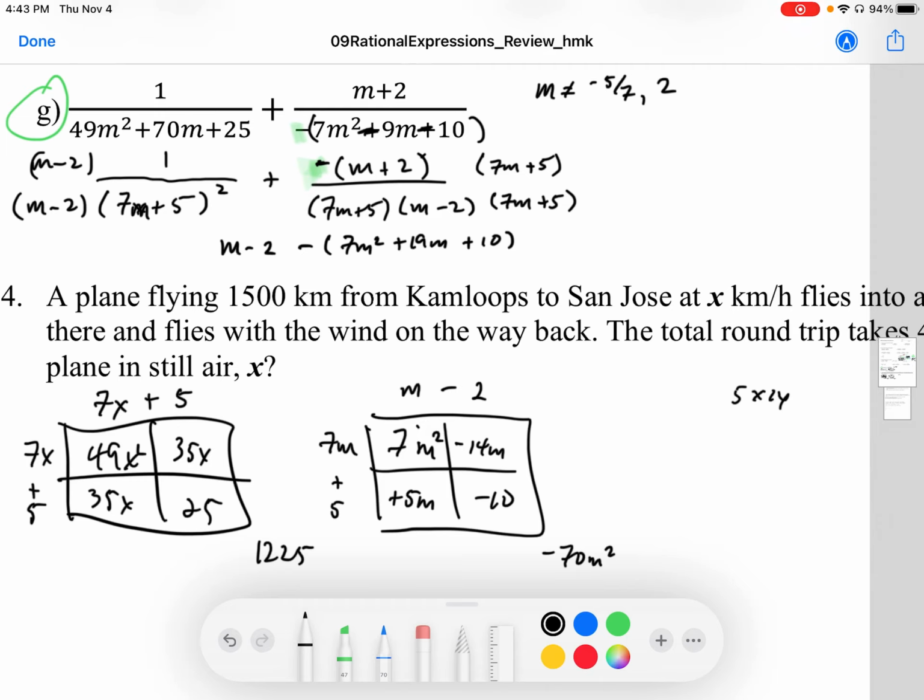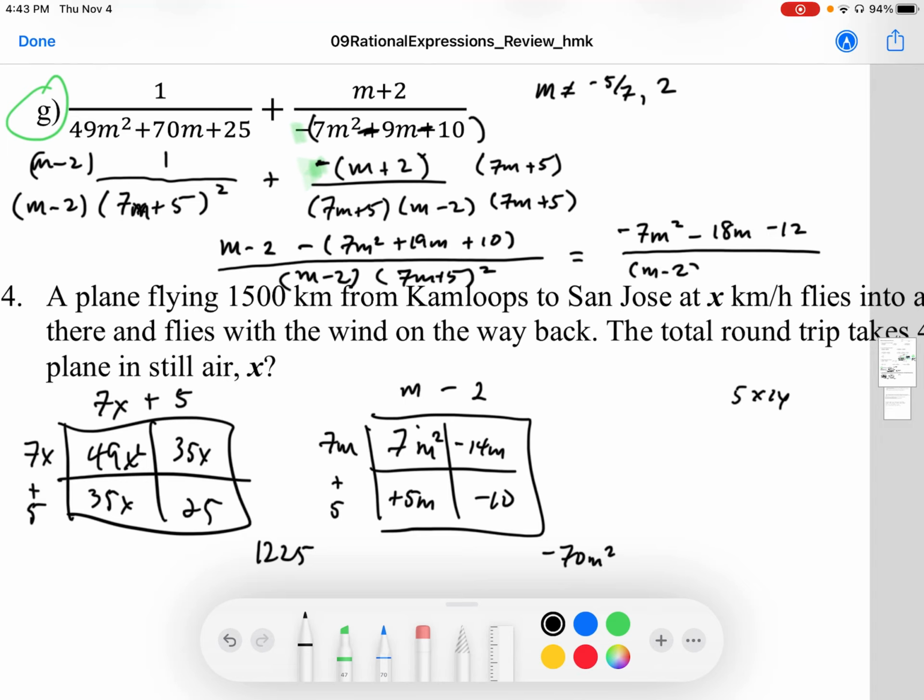And then that's going to be all over my common denominator of m minus 2, 7m plus 5 squared. Then simplifying that out, I'm going to combine my like terms. Negative 7m squared, minus 19 plus 1 is minus 18m. Minus 2 minus 10 is minus 12. And again, that's all over my common denominator of m minus 2, 7m plus 5 squared.